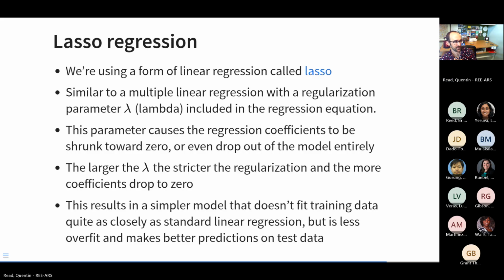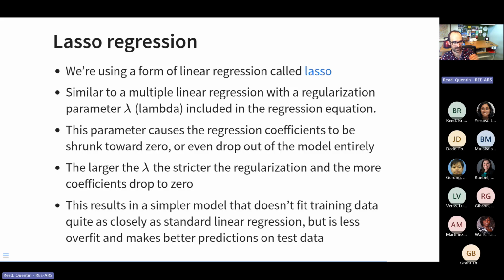In the other models we've done, the higher the parameter, the more overfitting. But here, the higher the lambda, the stricter the regularization and the less overfitting. The higher lambda goes, the closer those regression coefficients get to 0, or they even drop out of the model entirely. If more of your regression coefficients are closer to 0, you're not going to be fitting the data as closely. You're potentially even underfitting.